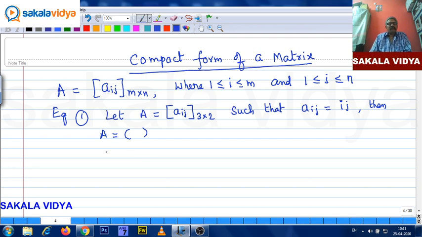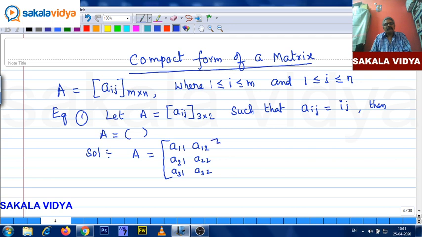So, very simple actually. First 3 by 2 means this matrix contains 3 rows and 2 columns. So, first let us write the general form. So, A can be written like this. A11 first row first element, A12, A13, sorry only 2 columns, A12. Next A21, this is A22, this is A31, this is A32. That means actually 3 rows and 2 columns.